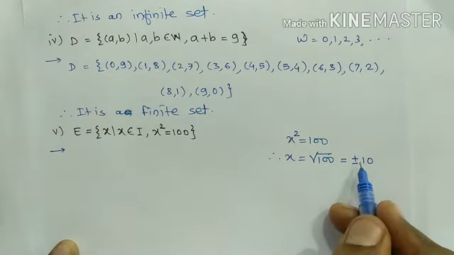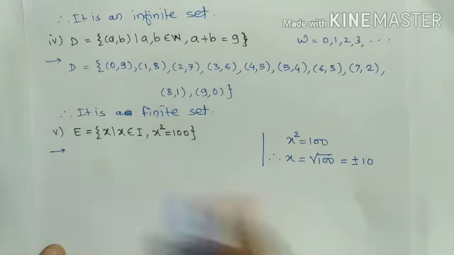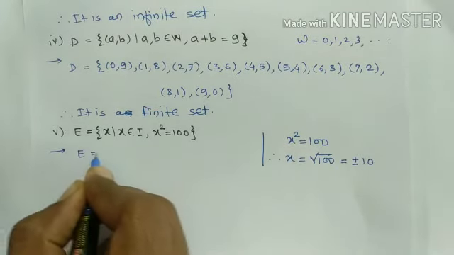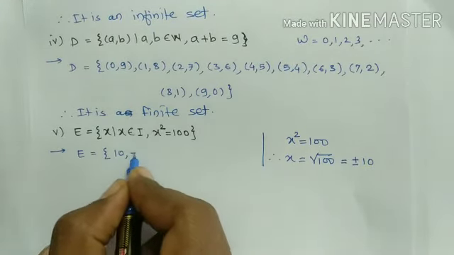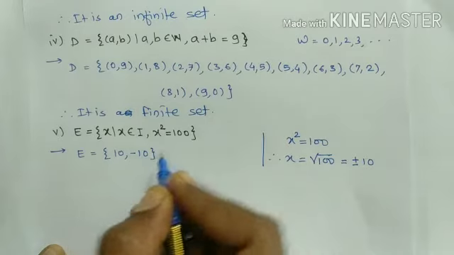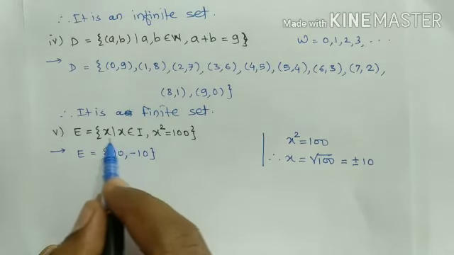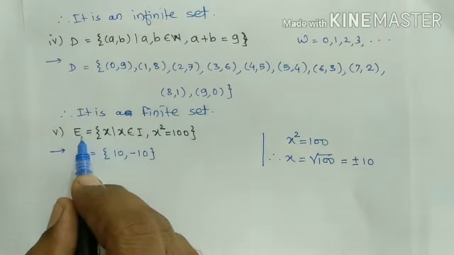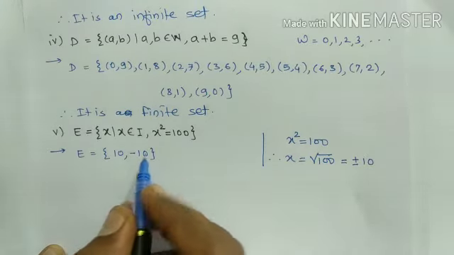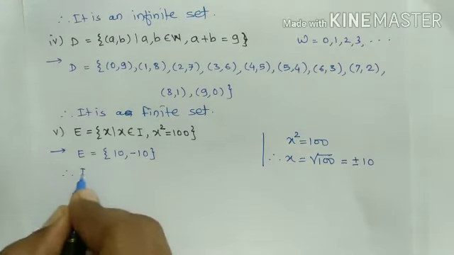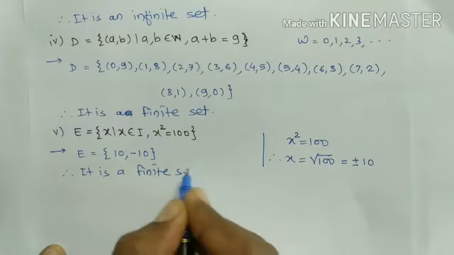That is, x equals to plus 10 or x equals to minus 10. That's why here we write in listing method this plus 10 and minus 10. Here these are the elements which satisfies the given condition of the set E. Here the number of elements are countable or finite. Therefore it is a finite set.